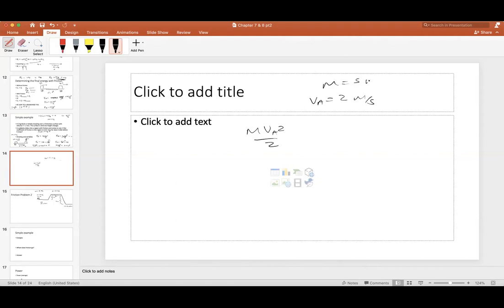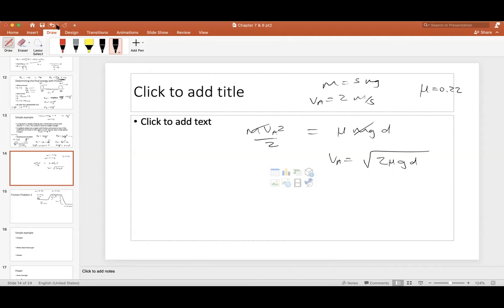M was 5 kilograms, is equal to mu mgd, where mu was 0.22. We don't need the m's, they cancel. Va is the square root of 2 mu gd, right? And so this would be 2 times 0.22, which is 0.44, times 10 is 4.4.